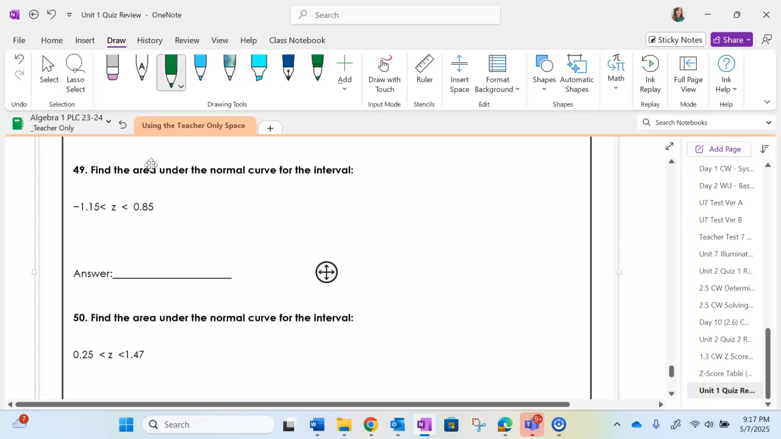All right, this is where we're going to go look up the number, the percent, because now we're finding the area under the curve.